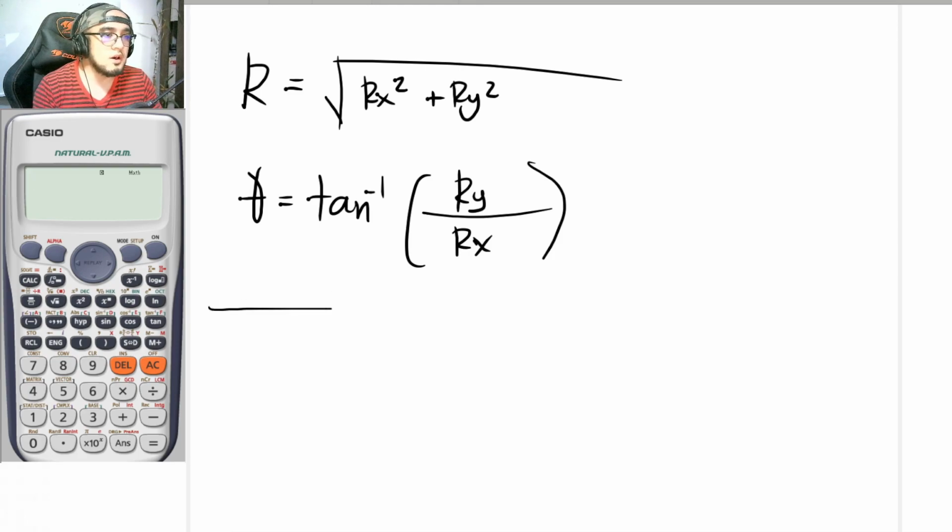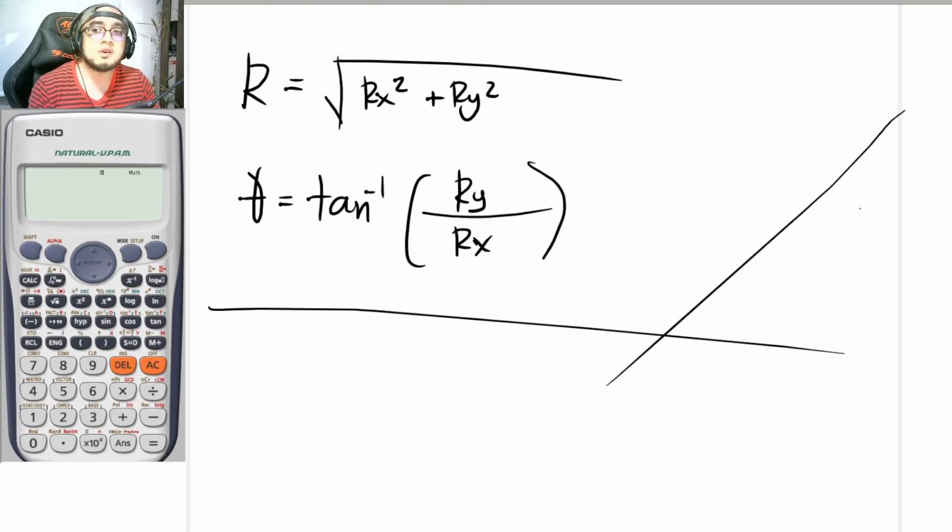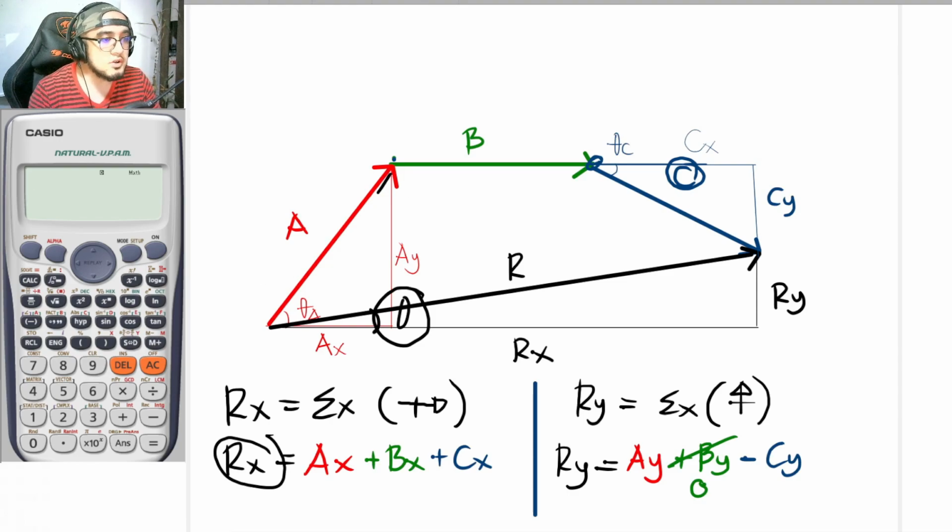So you would be making use of this equation, but this is not a general equation, because this one would be interchanged if the angle that you are solving for is in reference to the vertical axis. So there. We will be having an example later on.